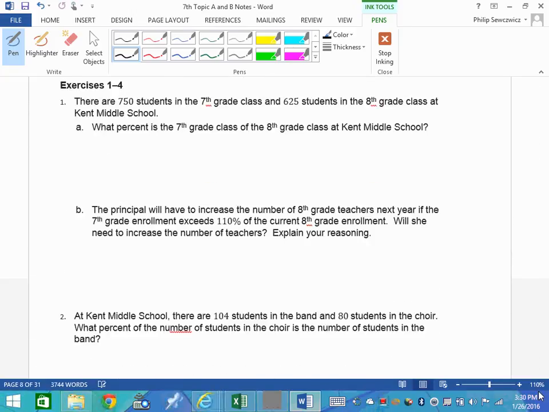All right, so we got 750 students in the 7th grade class and 625 students in the 8th grade class at Kent Middle School. What percent is the 7th grade class of the 8th grade class at Kent Middle School? Okay, so here's part of what we're looking at as we do our visual. We're trying to figure out, my goodness, who's the part, who's the whole? Well, part of the percent equation here is, check this out, of. The word is is your equal sign. Of means to multiply. So when we look at this, it's saying what percent is the 7th grade class of the 8th grade class.